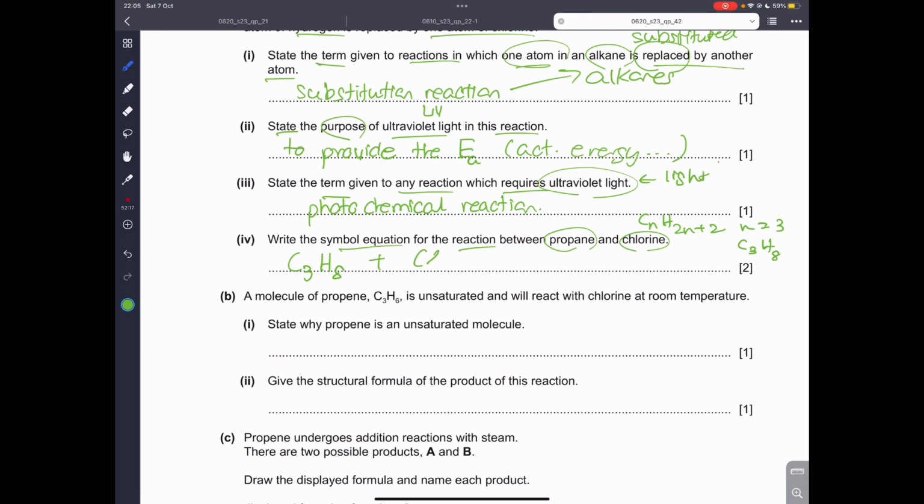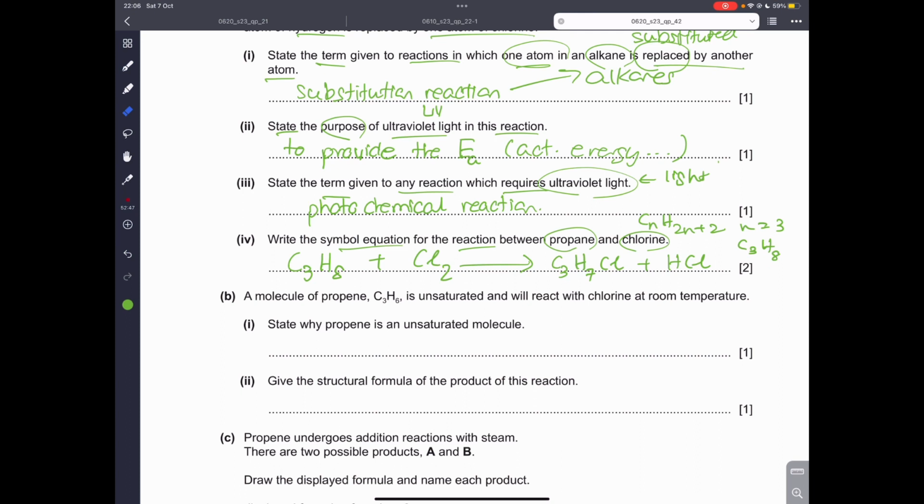Chlorine is going to be diatomic. Remember to always add the 2, it's not monoatomic. And then it's going to be C3H7Cl plus a side product, which is hydrogen chloride, HCl. Because remember, one of the hydrogens is going out, one of the chlorines is going inside the propane molecule. This is why it's called a substitution reaction.